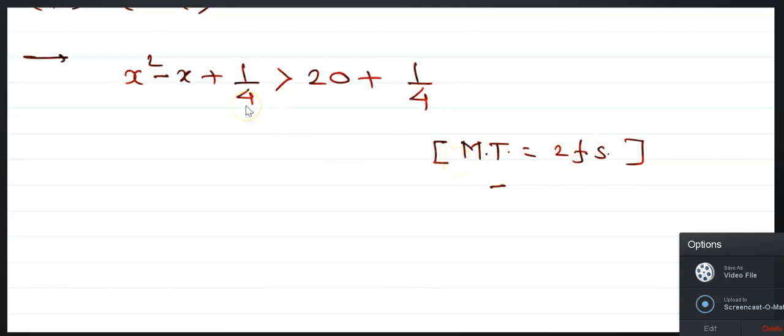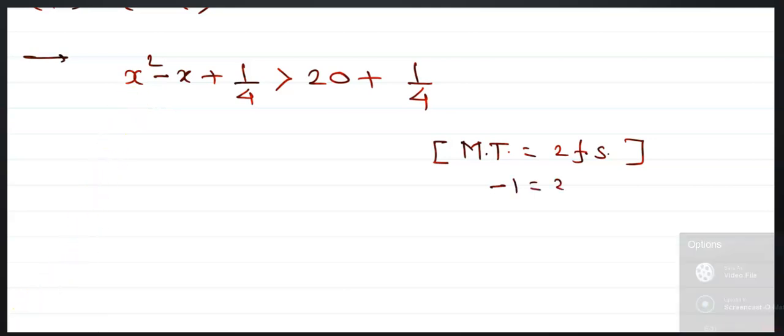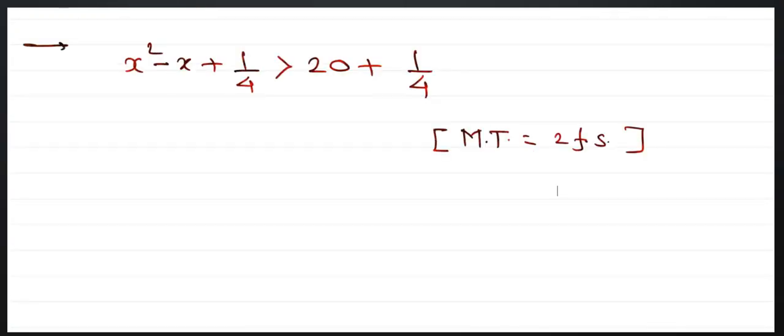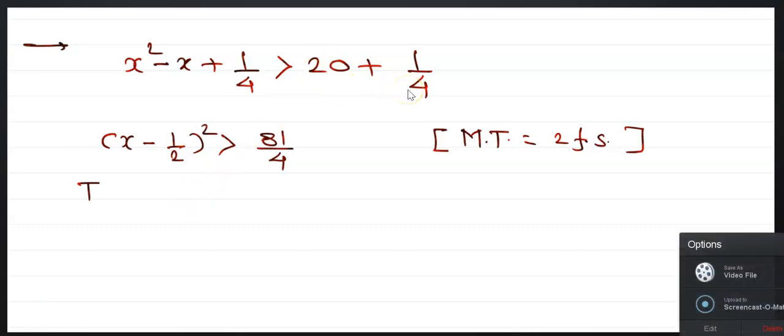And it's a square. We add here the square of 1 upon 2. Then this will be the perfect square, that is x minus 1 upon 2 bracket square. Next simplification. That is x minus 1 upon 2 bracket square is greater than 81 upon 4. That is 20 into 4, 80. 80 plus 1, 81 upon 4.